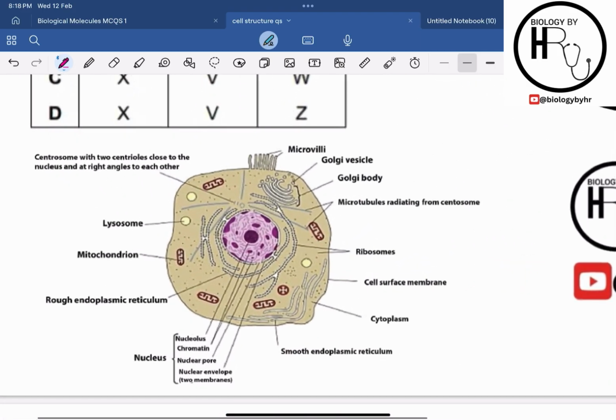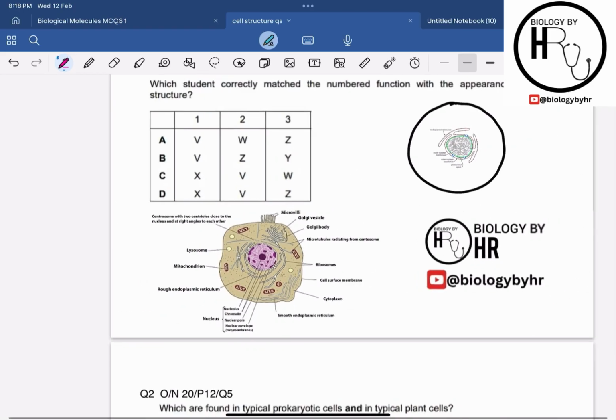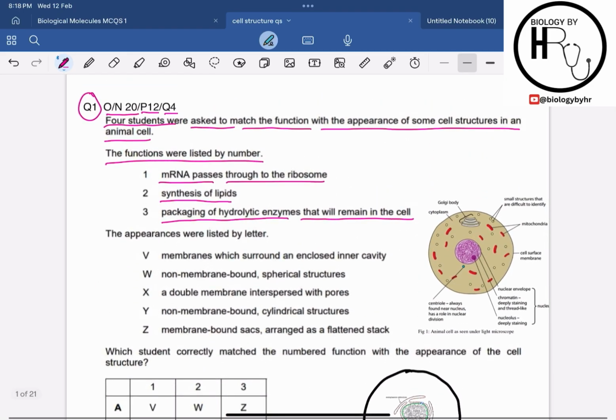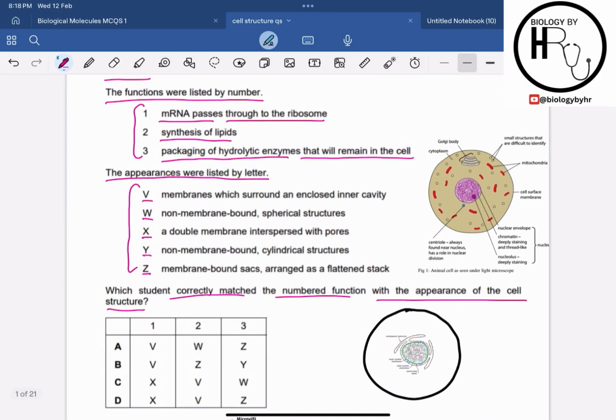We know that the mRNA is basically synthesized in the nucleolus, right? Now they are saying that the appearances were listed by the letters V, W, X, Y, Z. These are the appearances of the structures which do these functions. Then they are asking which student correctly matches the numbered function with the appearance of the cell structure. So number 1 is that the mRNA passes through to the ribosomes.